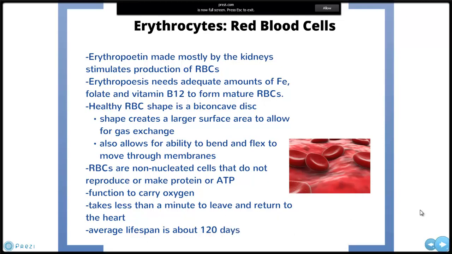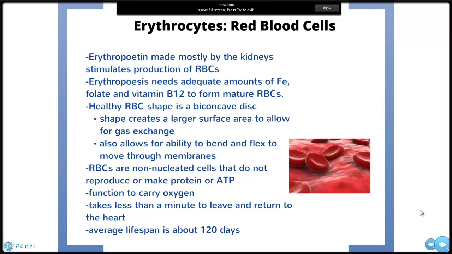Erythrocytes, also known as red blood cells. Erythropoietin, made mostly by the kidney, stimulates production of red blood cells, hereby known as RBCs. Erythropoiesis needs adequate amounts of iron, folate, and vitamin B12 to form mature RBCs. Healthy RBC shape is a biconcave disc. This shape creates a larger surface area to allow for gas exchange. It also allows for the ability to bend and flex to move through membranes.